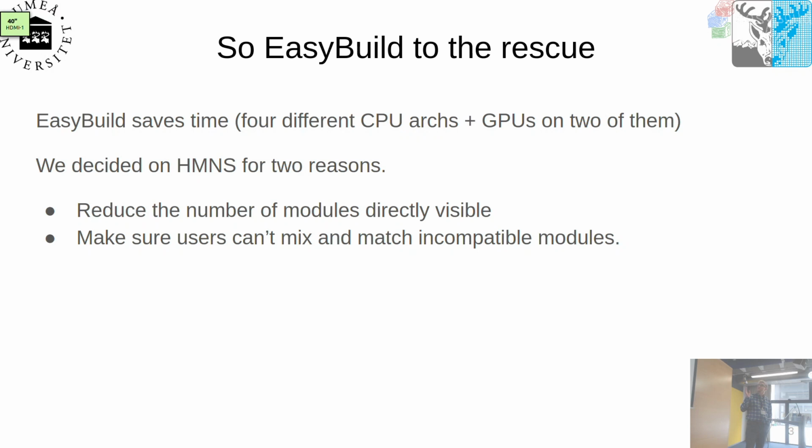When we got the new cluster, Kebnekaise, we decided immediately that we need to use EasyBuild to handle this. We have, as you can see, 4 different architectures to deal with. And for ease of use, we went with HMNS as a module system. Easier for us, easier for the users in the long run.